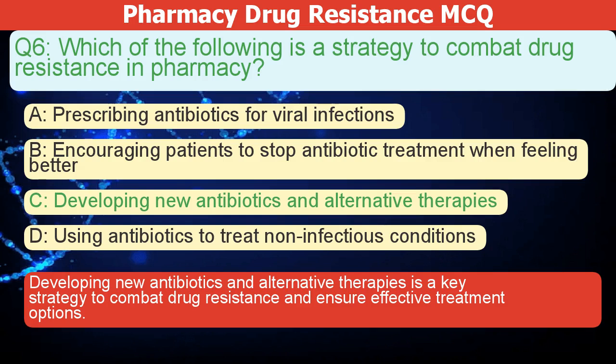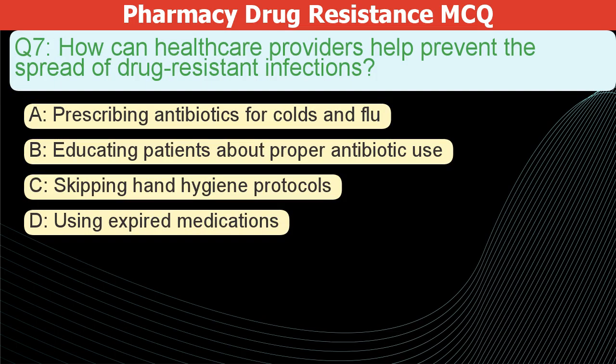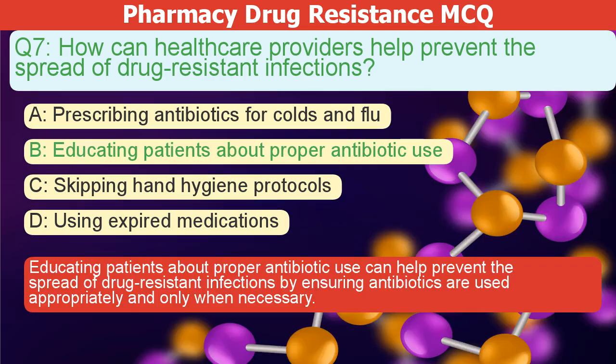Developing new antibiotics and alternative therapies is a key strategy to combat drug resistance and ensure effective treatment options. How can healthcare providers help prevent the spread of drug-resistant infections? A. Prescribing antibiotics for colds and flu. B. Educating patients about proper antibiotic use. C. Skipping hand hygiene protocols. D. Using expired medications. The correct answer is B.